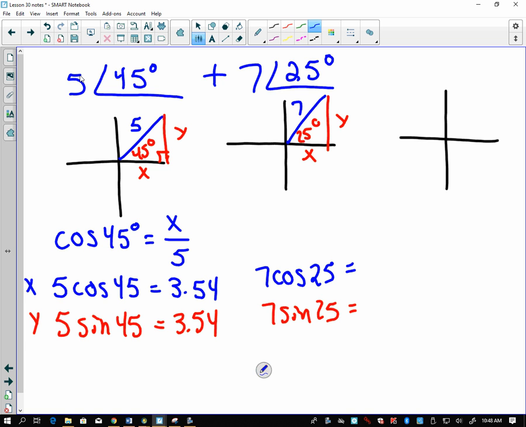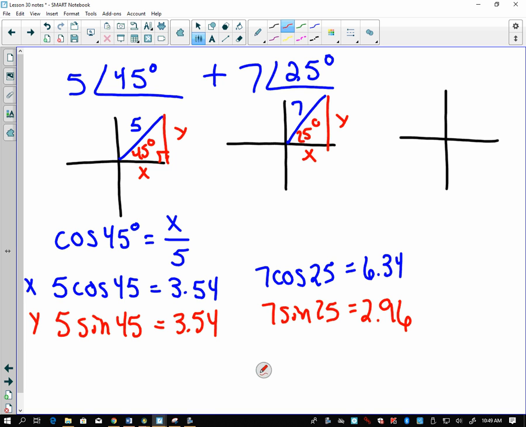Okay, so I have 6.34. Does that mean that the y is going to be 6.34? No, because if you'll notice, the degree is not 45. It's 25, so it's not a 45-45-90 triangle, therefore the legs are not going to be the same length.